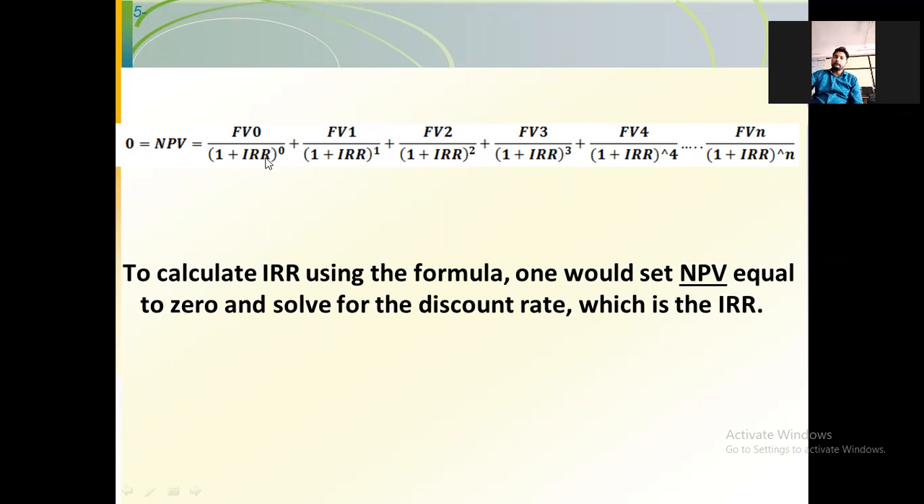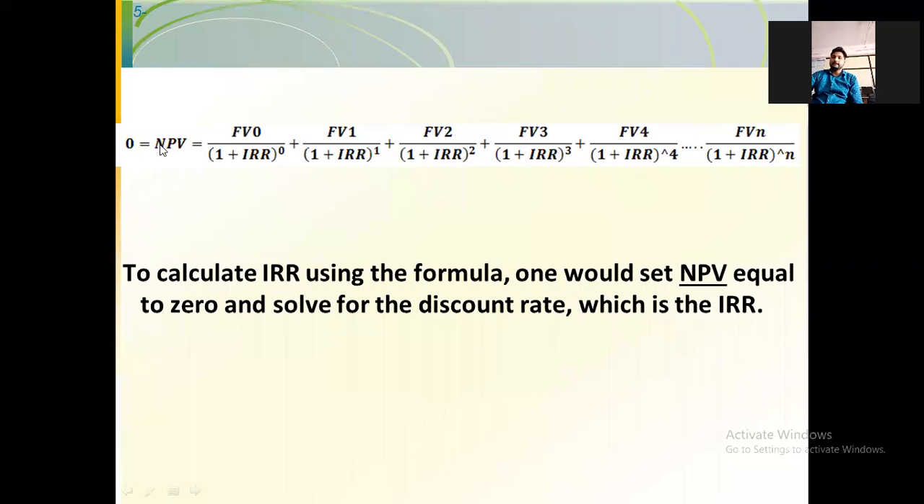Now IRR will be considered as the discount rate, and the other values or other things are as they are. FV naught will be considered as the future value of an investment for the benchmark year. Then for the first year, future values FV1, FV2, FV3, FV4, and the time periods are T0, T1, T2. So instead of that, we can directly take it as 0, 1, 2, 3, 4 up to N. So what is the change here?